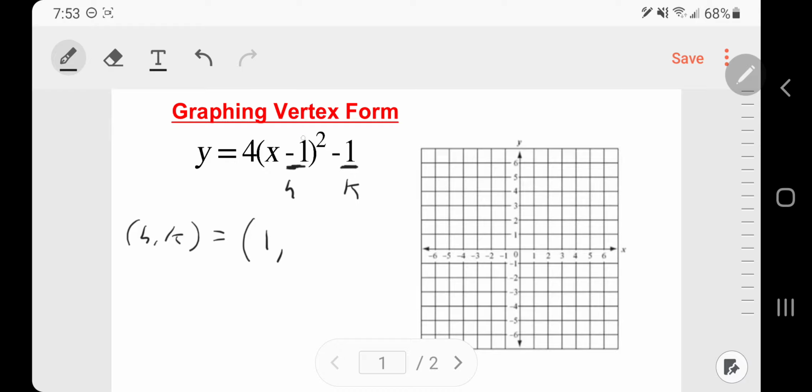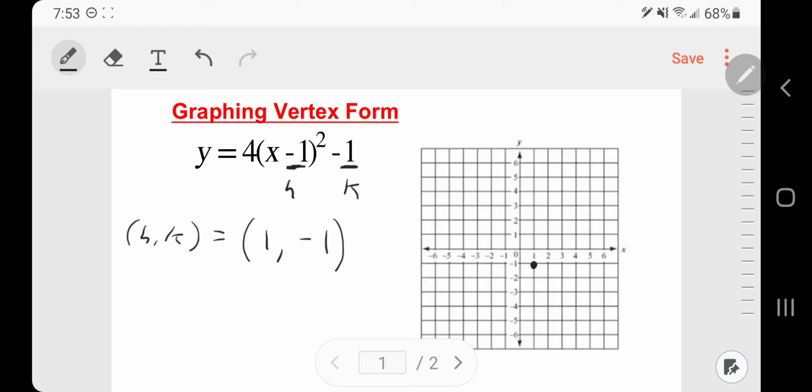and in this case the h says -1, but it's actually going to be a positive 1 because you're using the opposite of this number right here, and our k is going to keep the sign the same. So our vertex would be 1, -1. That could be our starting point for our graph. And now, similar to when we graphed standard form, we need to find at least one more point and then reflect that same point over the axis of symmetry.